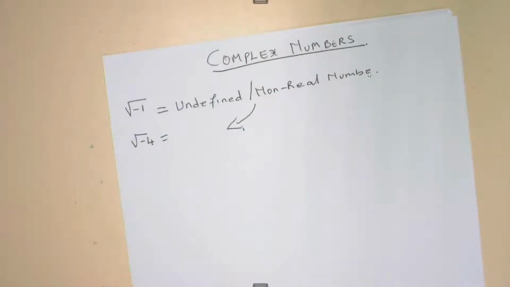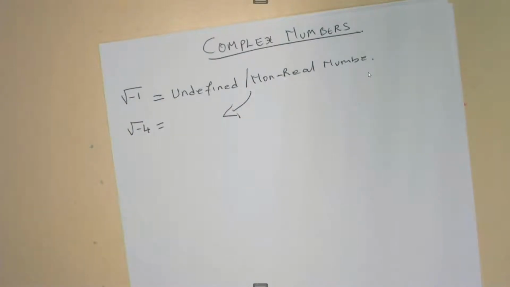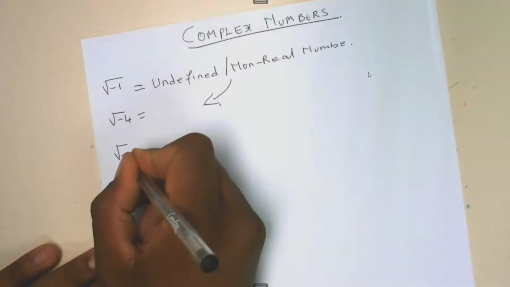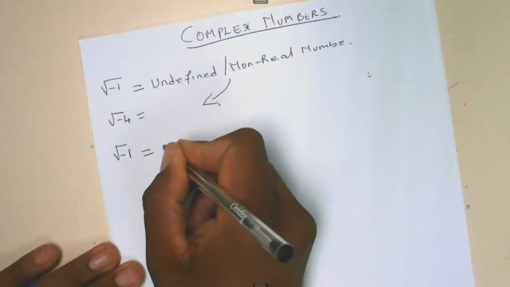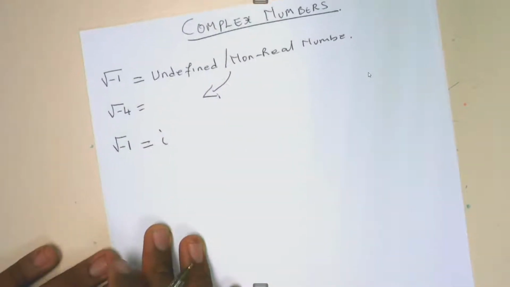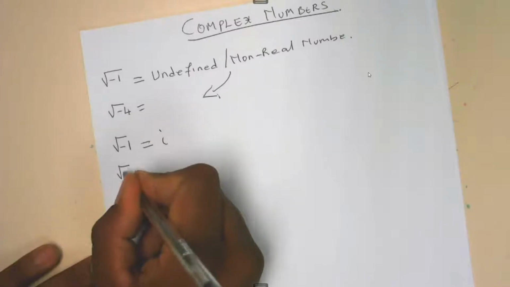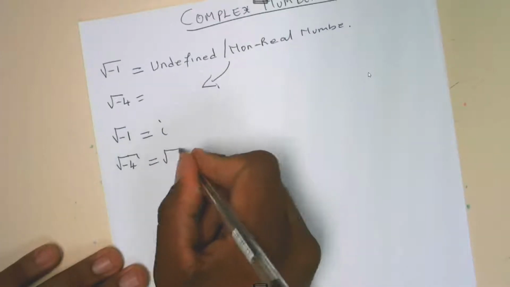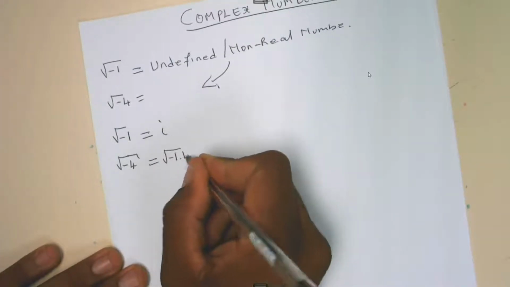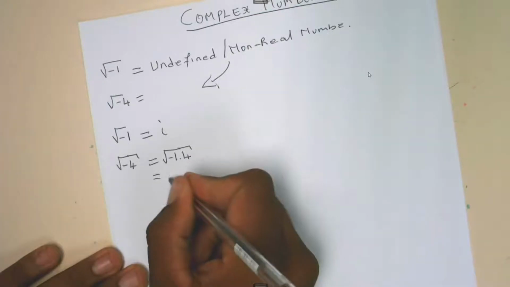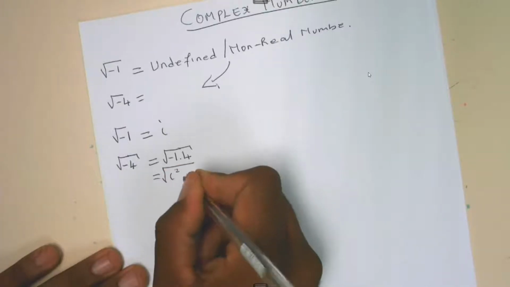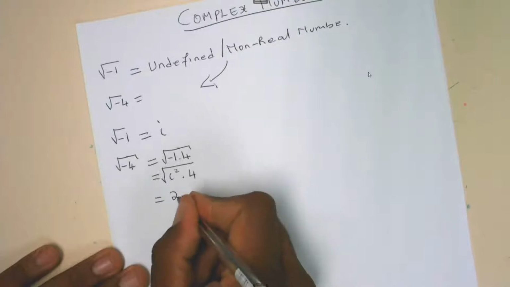mathematics and mathematical literacy. But as you understand, in technical maths, we are dealing with this. We understand that the square root of -1 is equal to i. So in that case, the square root of -4 is simply the same as the square root of -1 multiplied by 4. That will be the same as the square root of i squared multiplied by 4. That will give us 2i.